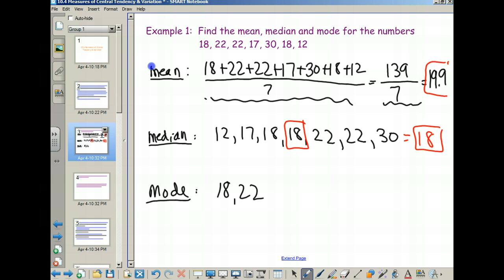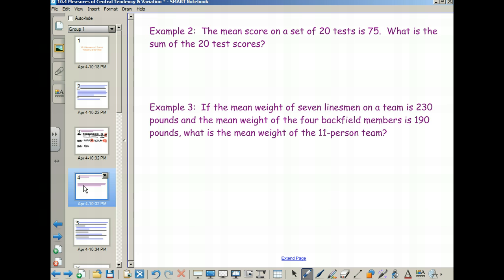Let's see what I have next here. Makes sense to say something or not. All right, we'll do one more because it goes with mean, median, and mode. I'm sorry, one more slide, and then we'll stop.